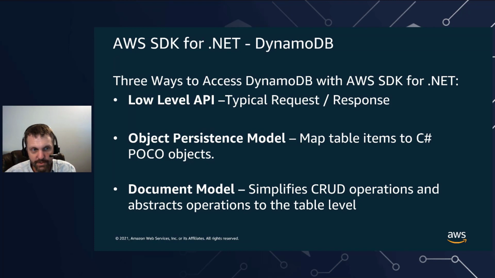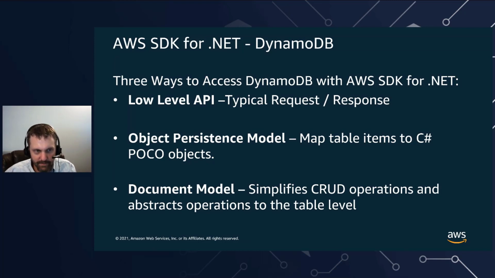Then we have the object persistence model, which is one of those utility APIs. This higher level API allows you to use POCOs, or plain old C# objects, to represent the data in your table. So from within your .NET code, you can actually manipulate objects which will be mapped to objects in DynamoDB tables. And you can use attributes in your code to map different properties of your classes to properties of the objects within DynamoDB and map your objects to different tables.